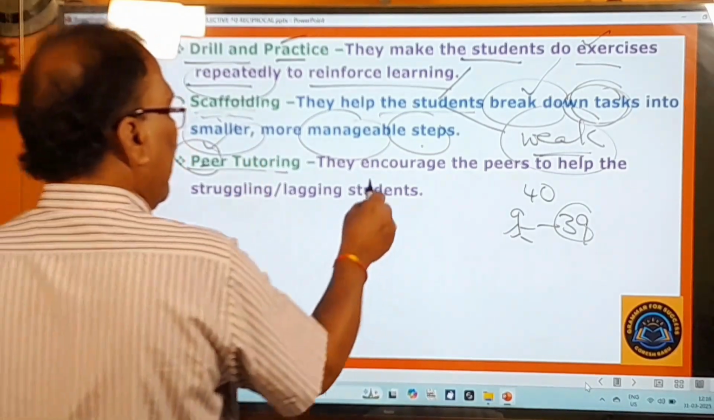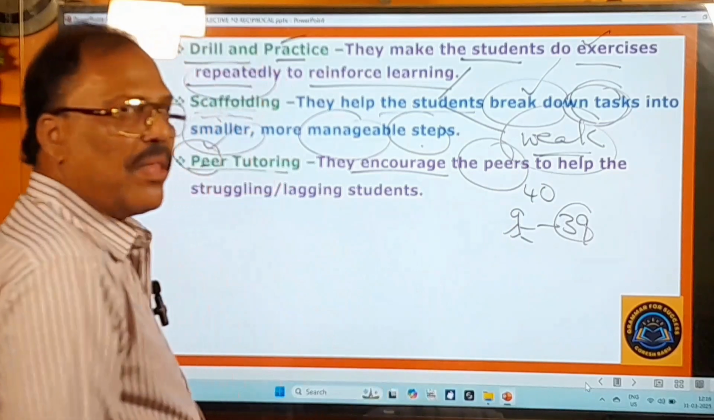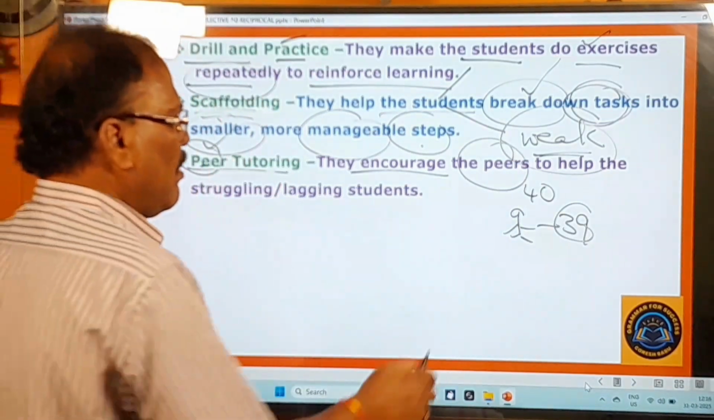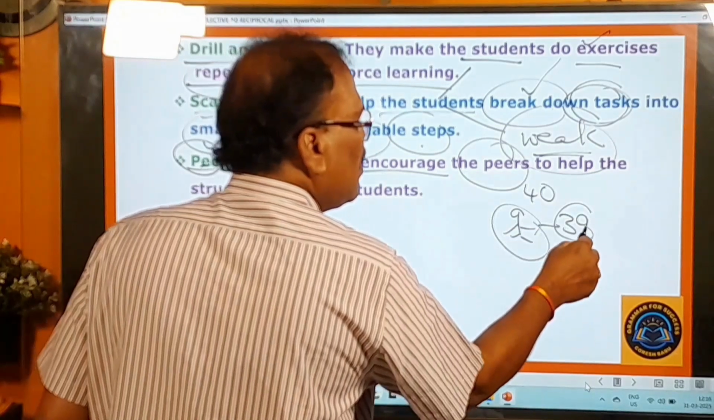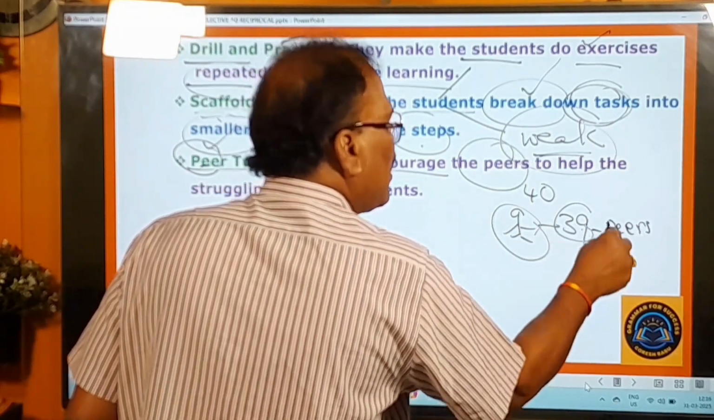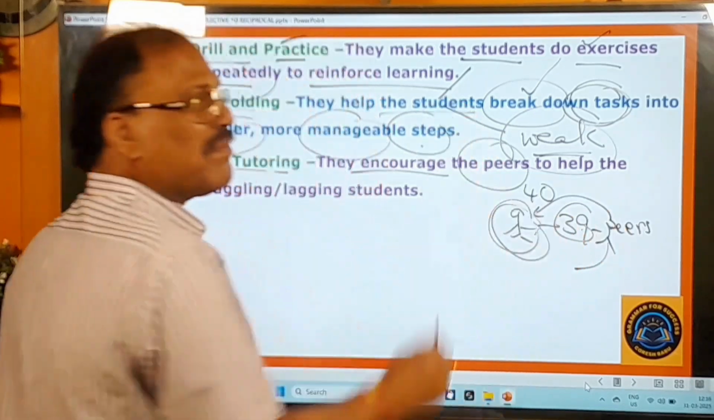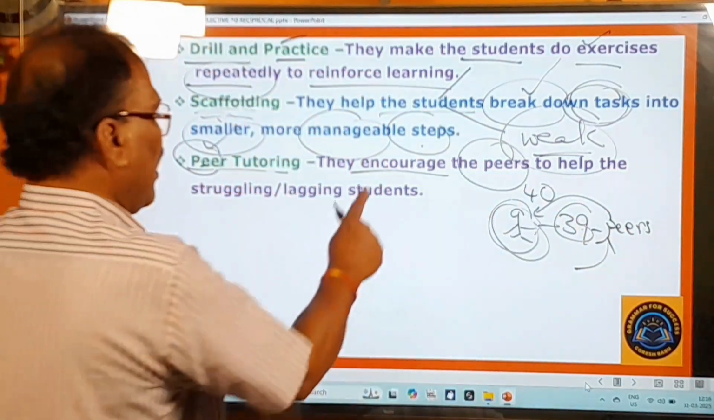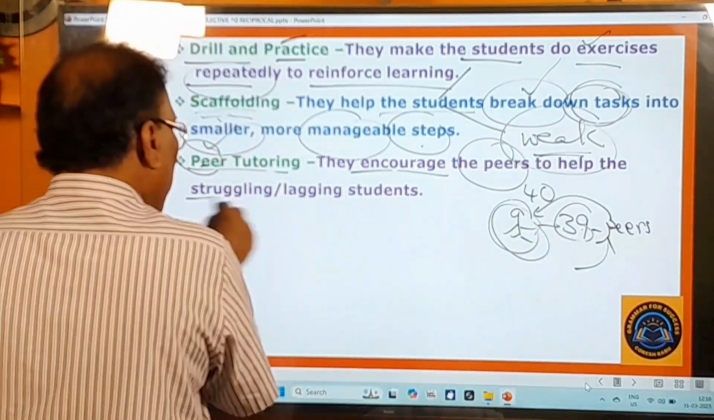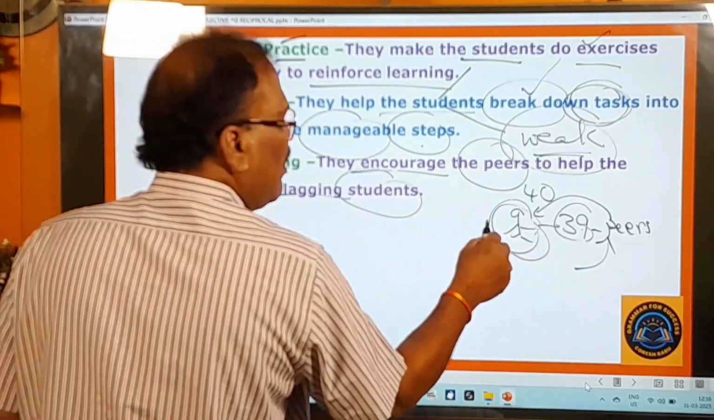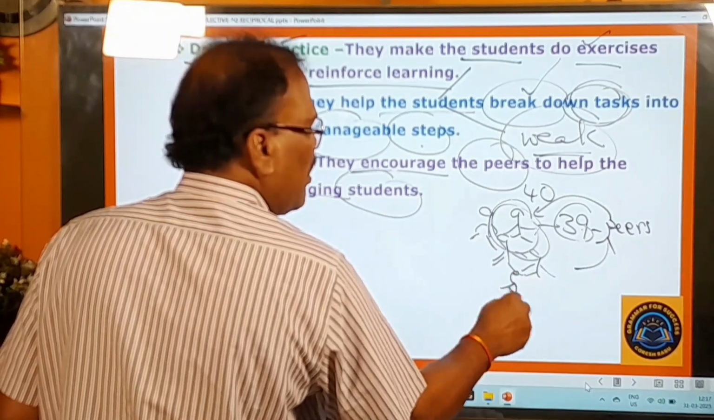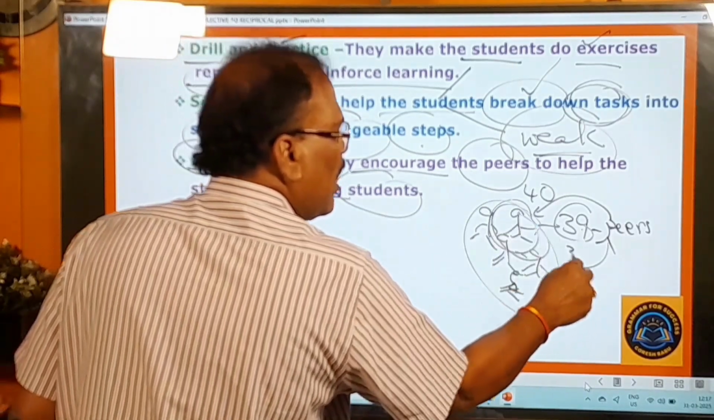What is that? They encourage the peers. The peers means what? The other students. Okay, this is a weak boy in the class. These 39 are called peers. So the teacher will ask these 39 students to help this weak student. So they encourage the peers to help the struggling or lagging students. Maybe there are 4 or 5 lagging or weak students. Okay, so these other students, what do they do?